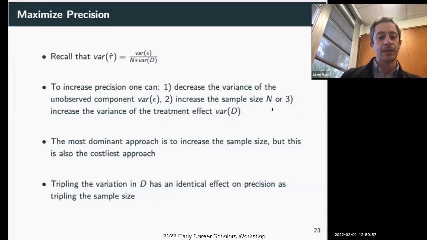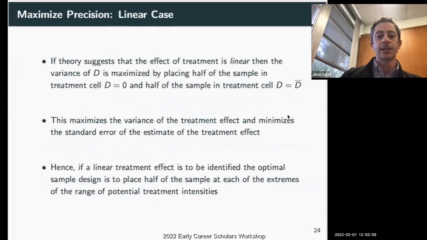So let's first think about the linear case. Let's say we have a theoretical prediction about demand, or you have strong priors that the effect is linear. By linear, what I mean is if you increase from 0 to 1, that's going to have the same increase in your outcomes as an increase from 0 to 2. The optimal way to increase the variance is to put half of the sample at d equals 0 and the other half of the sample at d bar, or the maximum possible value. Doing so is going to maximize the variance and minimize the standard error of the treatment effect.